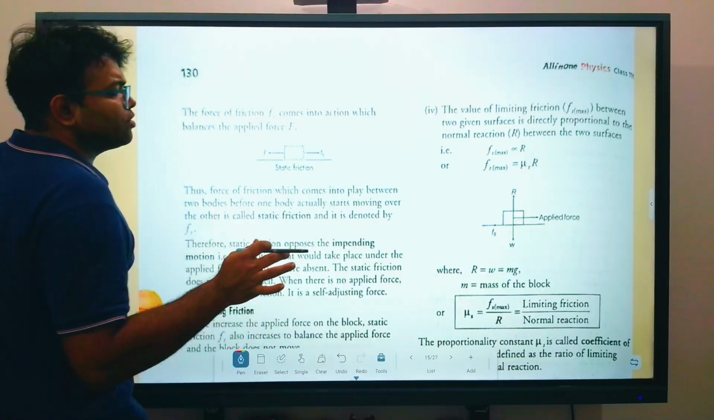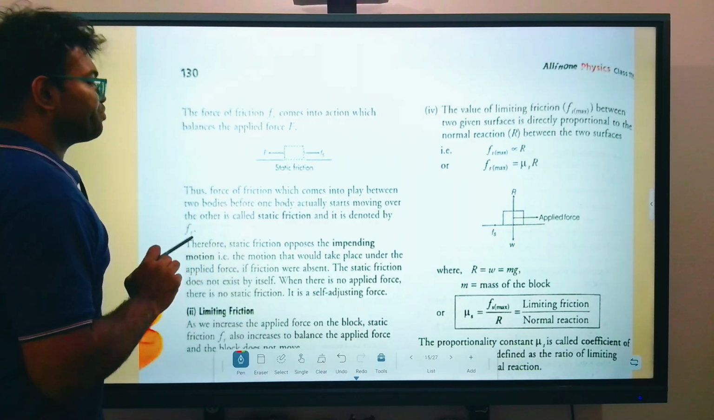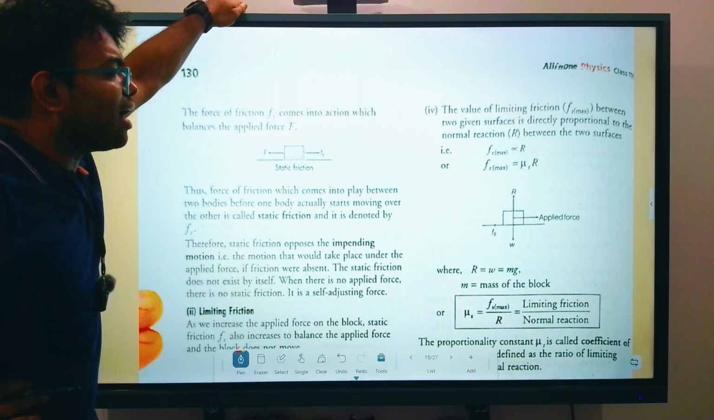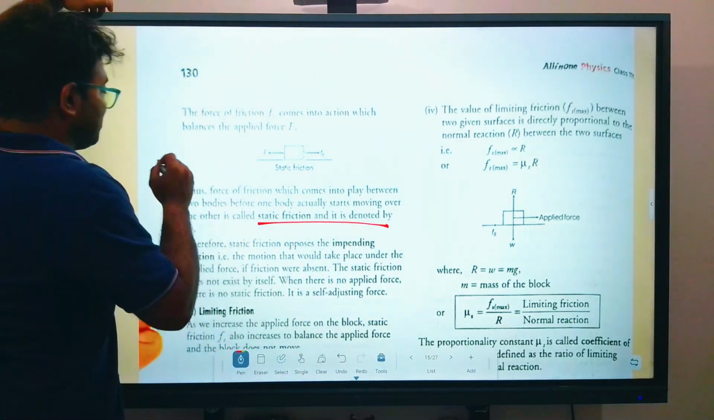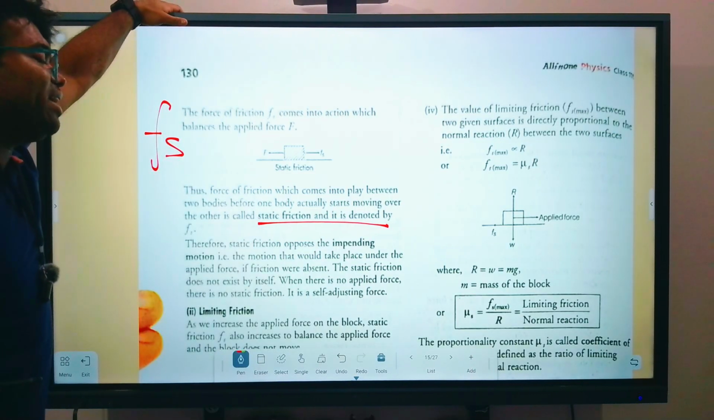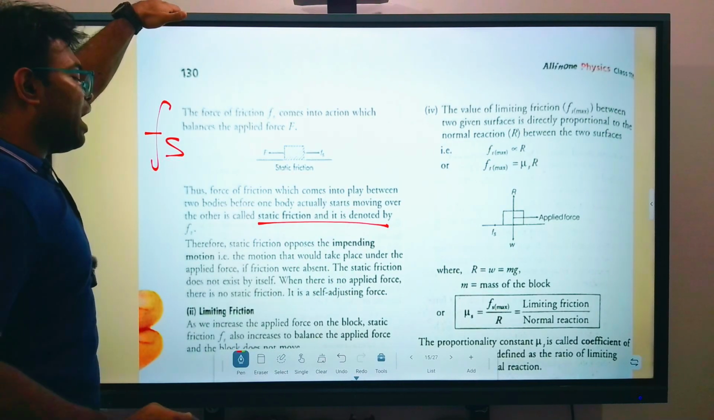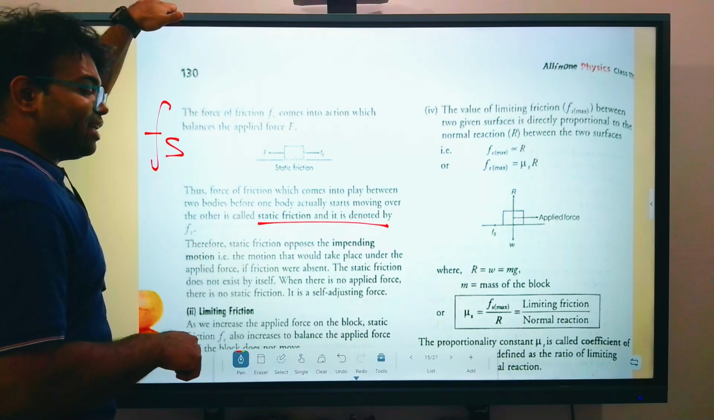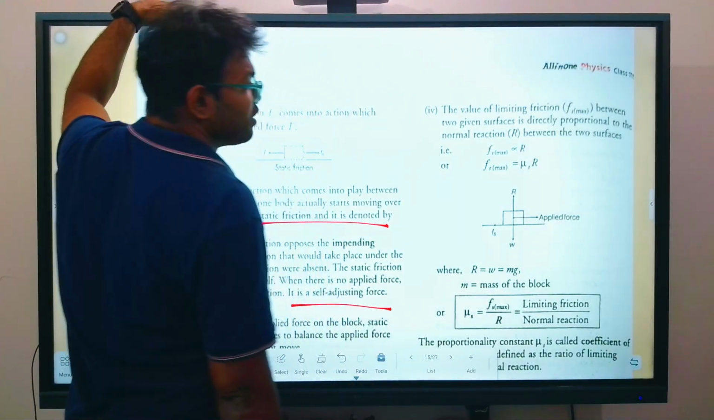When the applied force and the frictional force are equal to each other, that type of friction is called static friction. Thus, the force of friction which comes into play between two bodies before one body actually starts moving over the other is called static friction, and it is denoted as Fs. Therefore, static friction opposes the impending motion, that is, the motion that would take place under the applied force. Static friction does not exist by itself. When there is no applied force, there is no static friction. It is a self adjusting force.